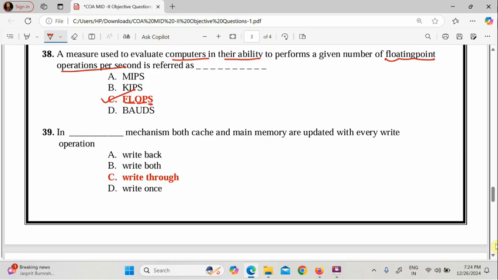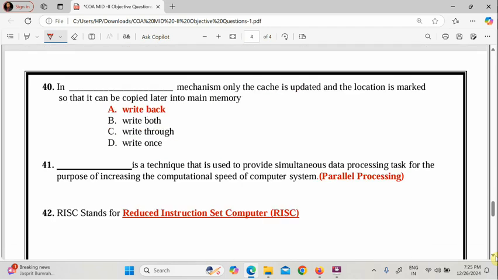In dash mechanism, both cache and main memory are updated. This is called write through cache. It means every time the CPU performs an update, that update is applied to the cache and to the main memory, which is called write through. In dash mechanism, only the cache is updated and the location is marked so that it can be copied later into main memory. It is called write back.